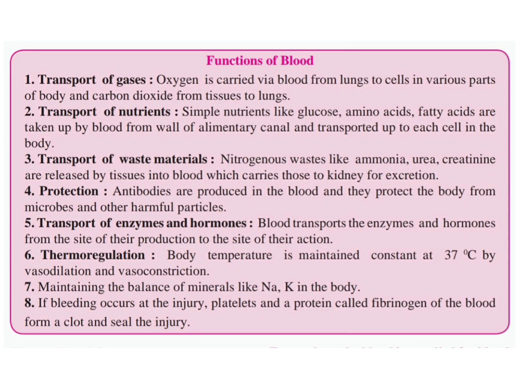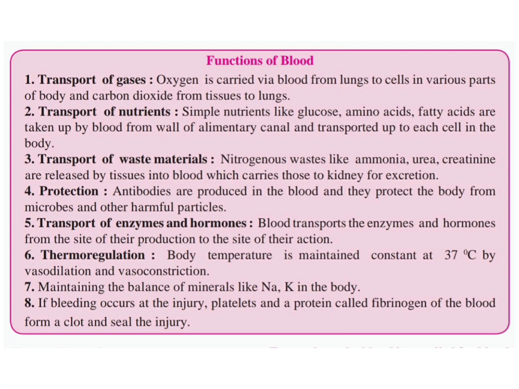Simple nutrients like glucose, amino acids, fatty acids, all these are taken up by the blood from the walls of the alimentary canal, and they are transported to the different cells in the body. Third, transport of waste materials. All the nitrogenous waste like ammonia, urea, creatinine, all these are released by the tissues. This is carried by the blood to the kidneys for the process of excretion. Fourth, protection.